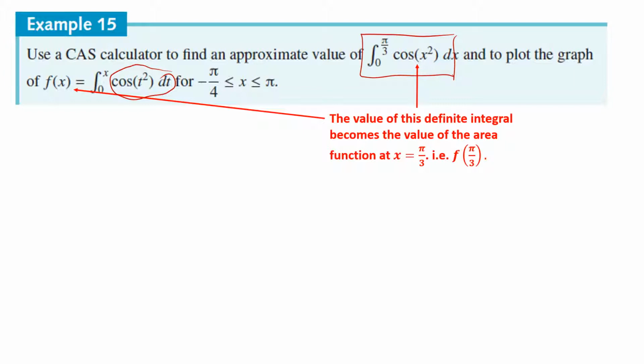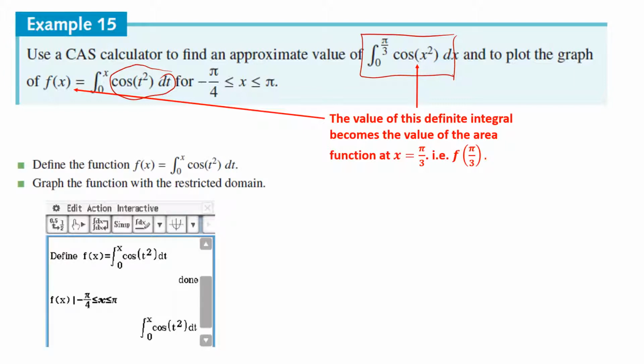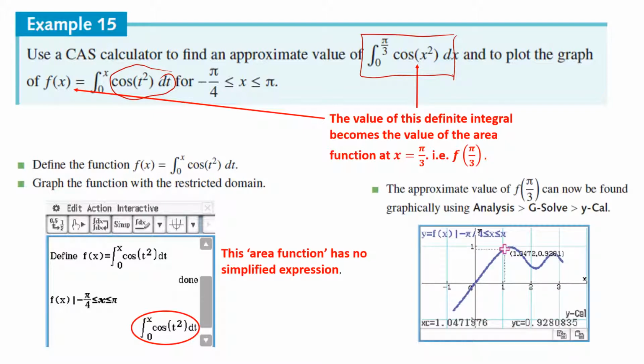The area under the cos x squared graph from 0 to pi on 3. All right, so if we're asked to actually get the calculator to redefine it, it can't. And the reason is there is no natural description. So the area function can't be simplified to something nice and neat. So it keeps that definite integral expression. Now, when we do graph it, we set that particular rule into our graphing screen.